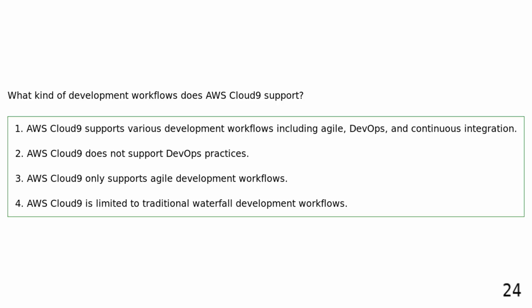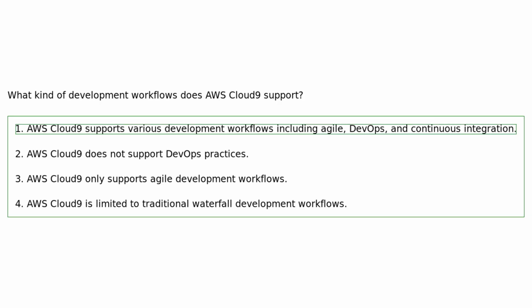What kind of development workflows does AWS Cloud9 support? AWS Cloud9 supports various development workflows including Agile, DevOps, and continuous integration. AWS Cloud9 does not support DevOps practices. AWS Cloud9 only supports Agile development workflows. AWS Cloud9 is limited to traditional waterfall development workflows. AWS Cloud9 is versatile and supports multiple development workflows, such as Agile, DevOps, and continuous integration, accommodating different project needs.